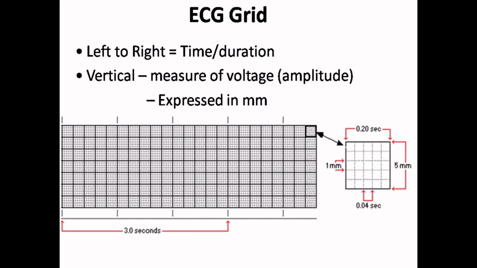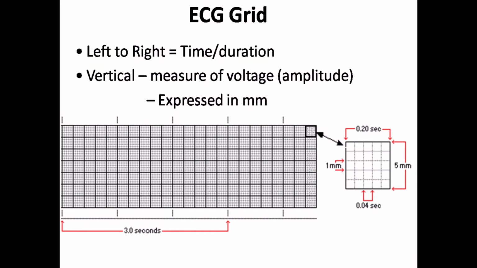The horizontal small square represents 0.04 second. So 5 small squares represent 0.2 second, and one small square vertically represents 1 millimeter of amplitude. So one big square represents 5 mm of amplitude.